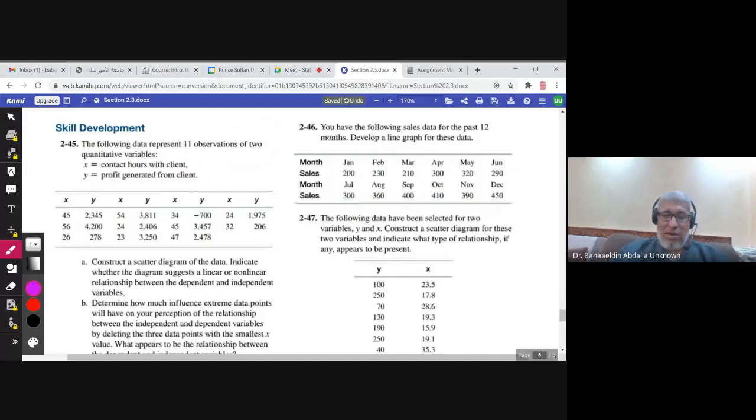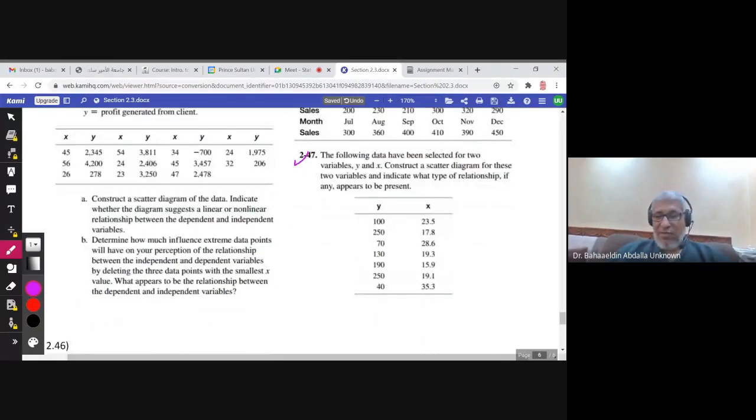Here is a historical note about this type of graph. Well, I leave two questions for you to solve. Question 246 is about a line chart. You put the months on the x-axis and the sales on the y-axis. In January you put 200, in February you put 230, and then you connect the points. This will give you a line chart.